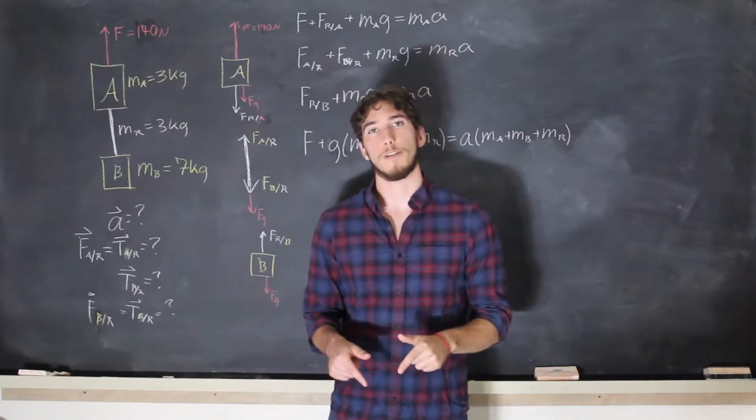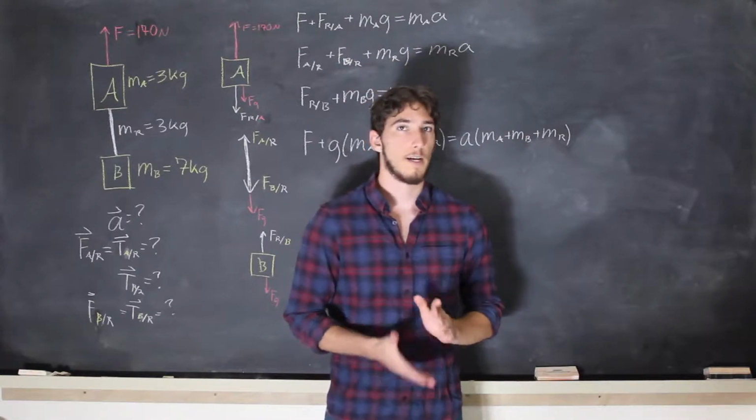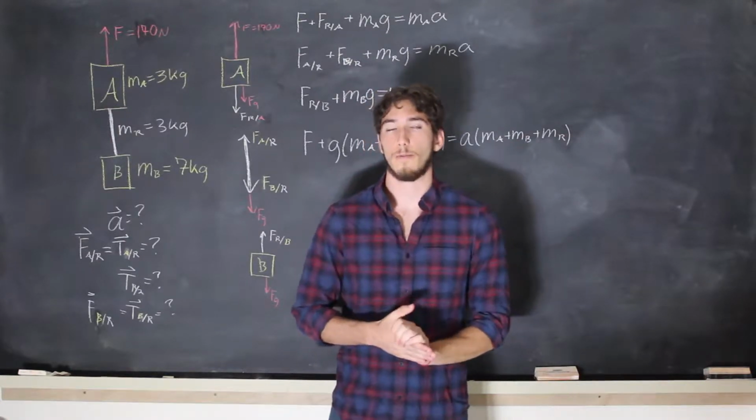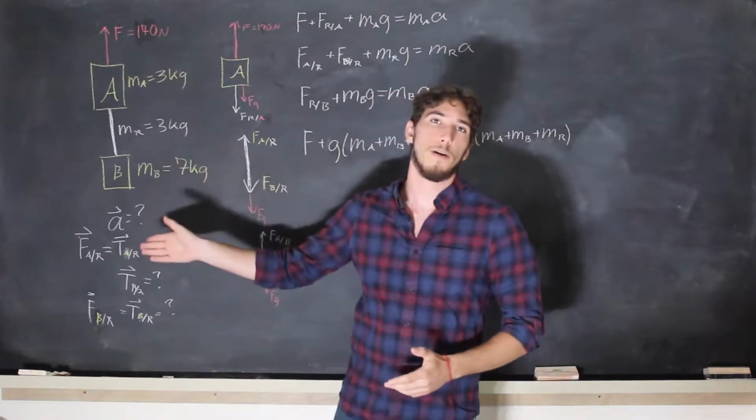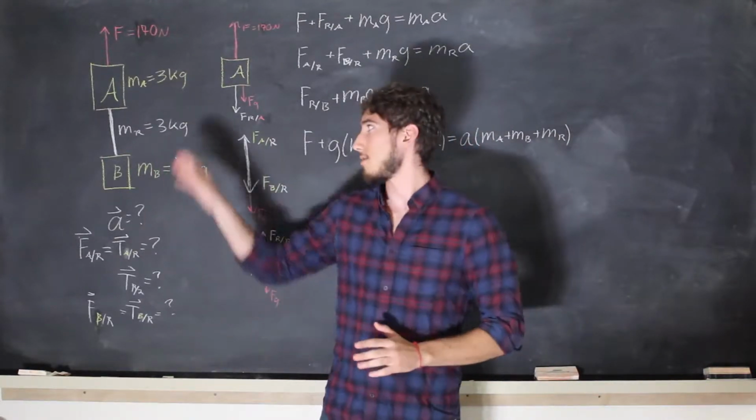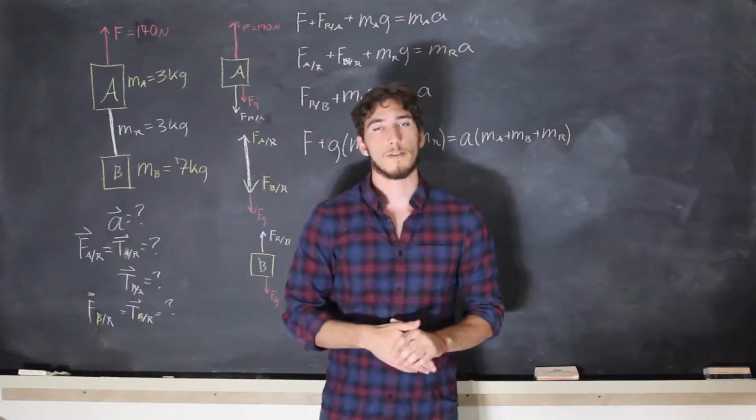This is the example video for Newtonian mechanics. I'm going to be doing two examples. They're both pretty similar. One is a system like this, except the rope has a mass, and the other one is a system like that, but the rope does not have a mass.